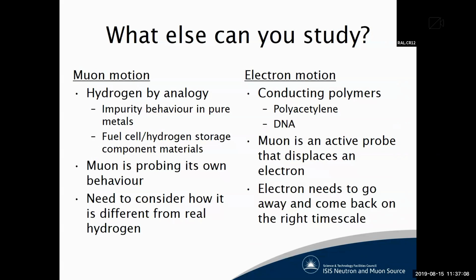And then there's probing what the muon does itself, which is a little different to most of the talks we've had so far, where the muon is going in as a more passive observer. And you need to think in that case, if you're actually interested in hydrogen but you're using a muon, what's the difference? And often computational techniques can give you some clues on that. With electron motion, people are studying conducting polymers. Here the muon is very active because it's relying on going in, displacing an electron that goes off down the polymer chain. The electron needs to go away down the chain and come back, and you're measuring how often it's returning on a sort of random walk.